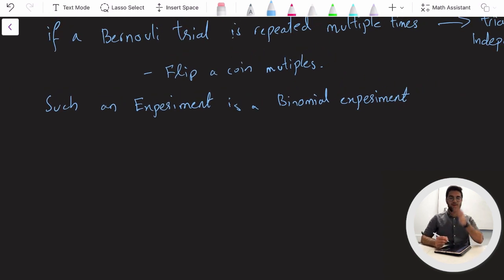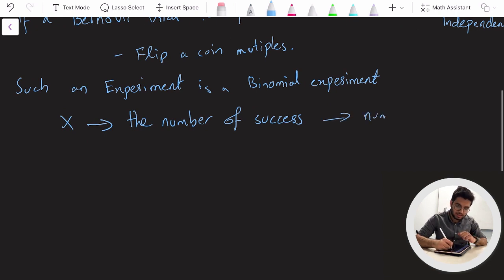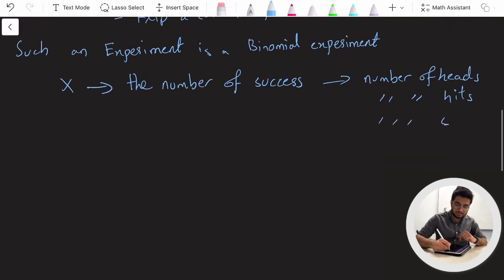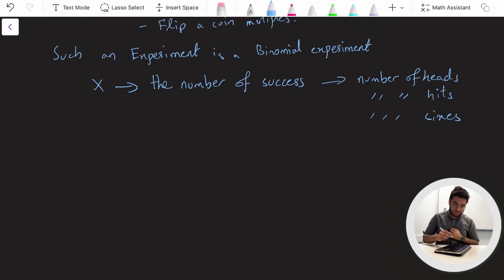Because we are interested in variables, we let x be the number of successes in your experiment. So that would be the number of heads, for example, or the number of hits, or the number of sixes after rolling the dice a number of times. So if you let x be the number of successes, then x is a binomial random variable.